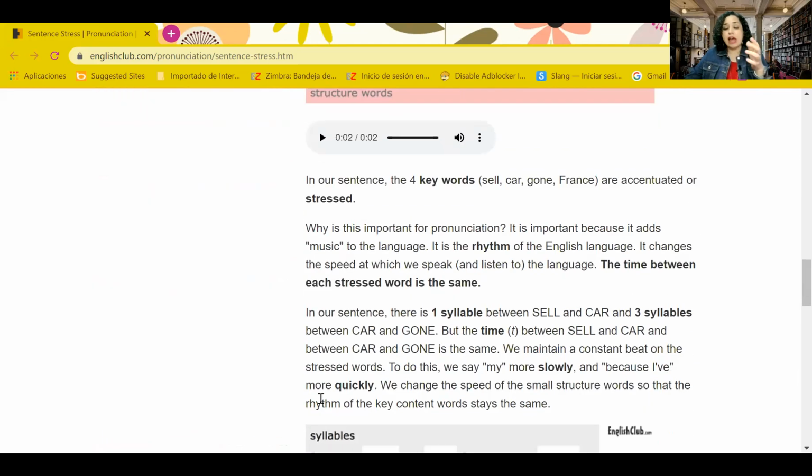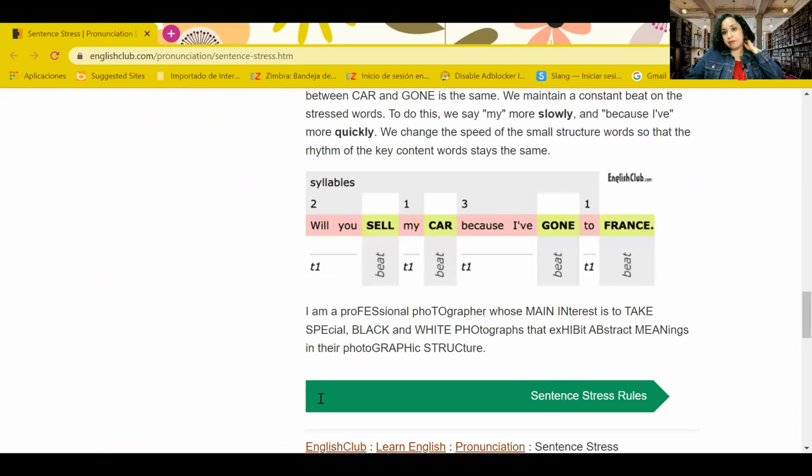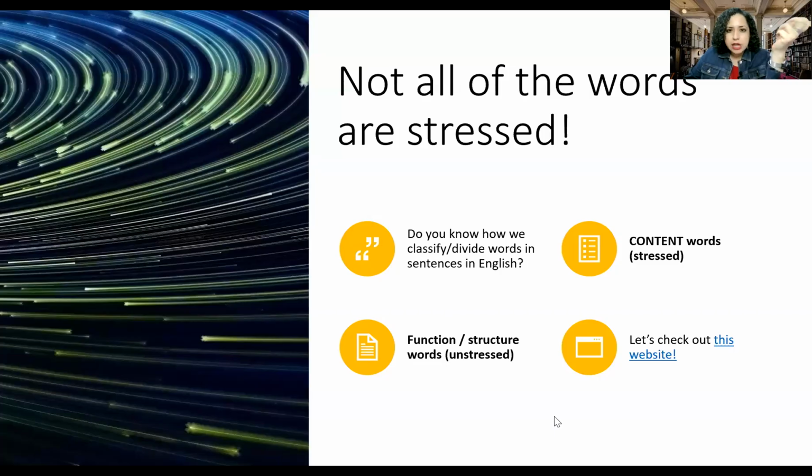If you can see the difference, you have this information that you can just go and practice as many times as you need. That's one of the purposes for using different web pages or references. So just go and practice whenever you have time. So I'm going back to the explanation over here. Not all of the words are stressed. Yes, we understand that part now.